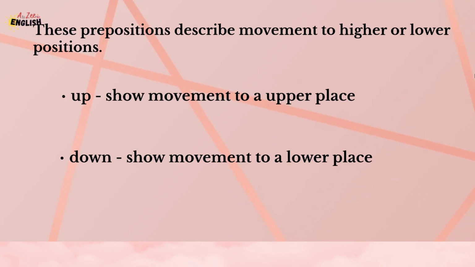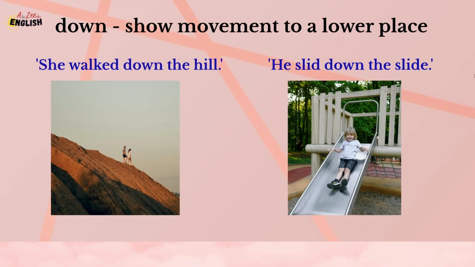And down shows the movement to a lower place. For example, she walked down the hill. Here down indicates the direction of movement from a higher position to a lower position. It specifies that the person descended or moved vertically along the slope of the hill, starting from a higher point near the top and progressing downward toward the base of the hill.